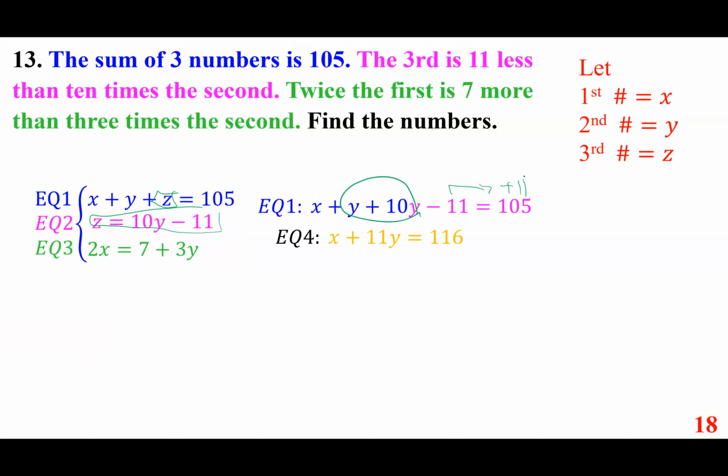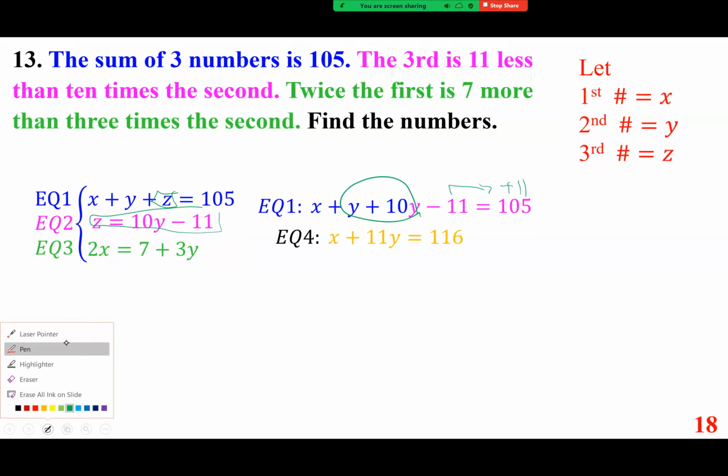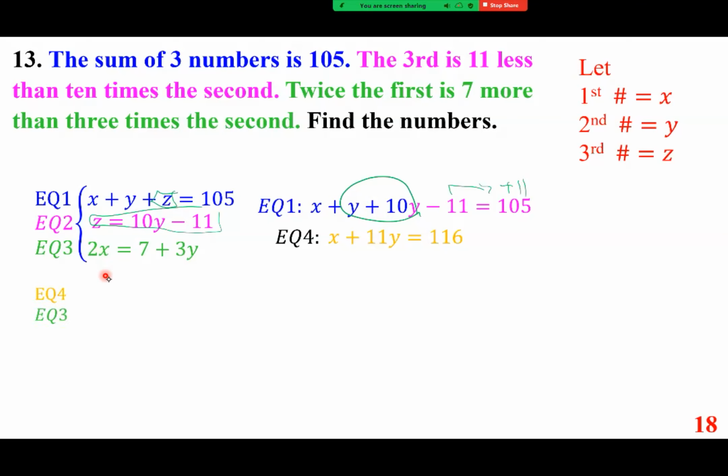I'm going to call it equation number 4. Equation 1, 2, 3, and now I'm going to call this equation number 4. Equation number 4 and equation number 3, I can put them next to each other. Now, there are a couple of different ways of solving it. Here's an interesting method. I notice this is 2x, so let's multiply this one by 2.